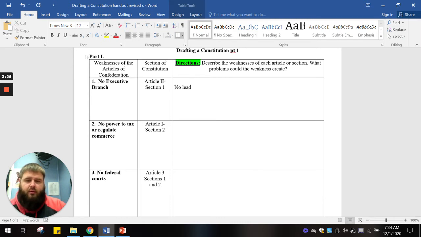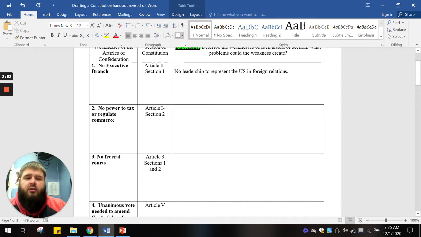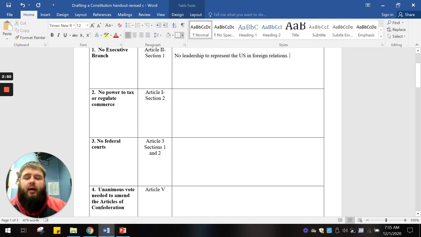For the first one here, with no president, you could say no leadership to represent the U.S. in foreign relations. That's an example. We talked about that yesterday. There's no one to be the head of the state and take on that role of being the chief negotiator with other countries, whether it be peace treaties or trade deals or whatever. So that would definitely put the U.S. at a disadvantage. So think of two more for that box, and then come down here to the next one.